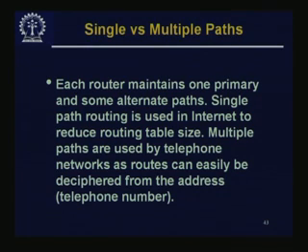Single versus multiple paths. Each router maintains one primary and some alternate paths. Single path routing is used in the internet to reduce routing table size. These multiple paths or stochastic routing are not usually used in routers in the internet, simply because the routing table size is at a premium. Multiple paths are used by telephone networks, as routes can easily be deciphered from the address.